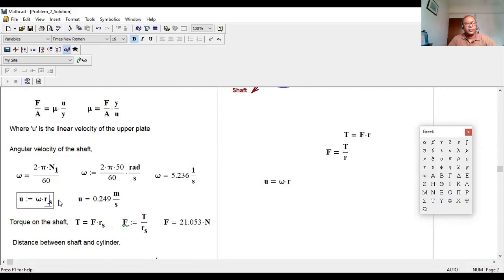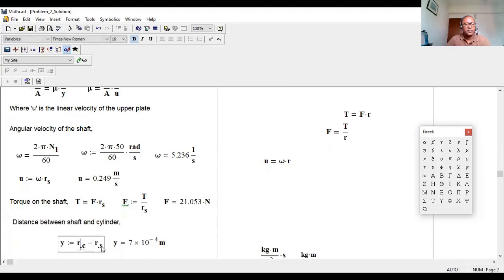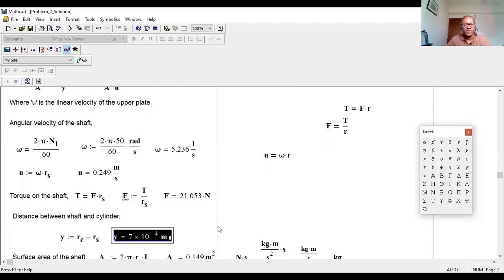In this software, it automatically reads the data from the previous line. So you write down omega into the radius value, then you get the value of U. Similarly, how will we get the force F? Torque T equals force into radius. From here you will get the force. This much is the force. Now what do you need to figure out? The area and also the y distance. So y equals RC minus RS. In terms of meter, you get the value of y.